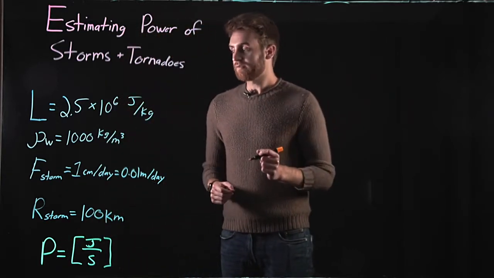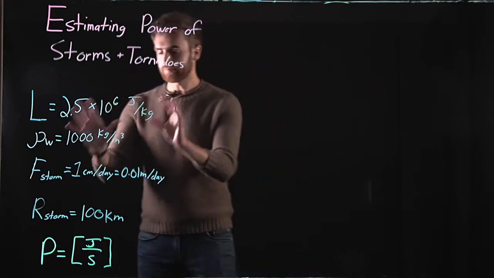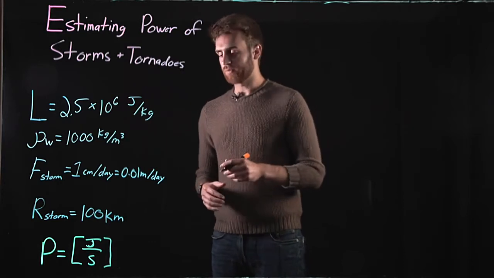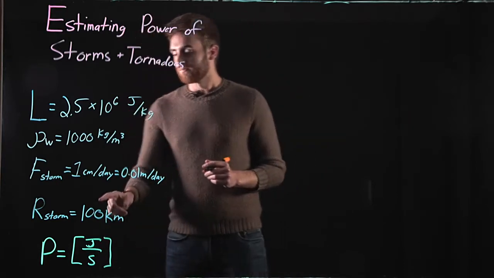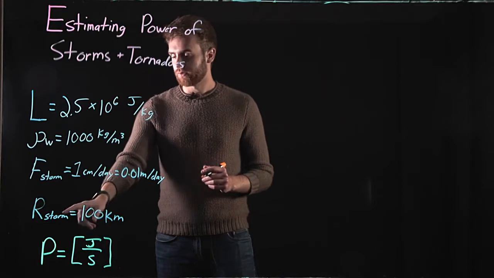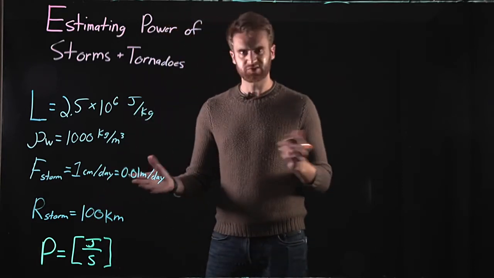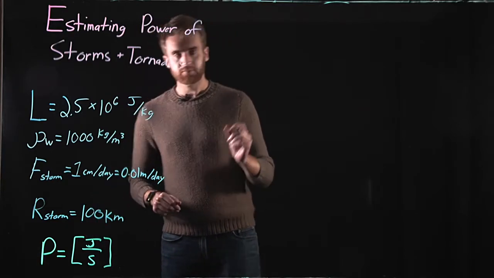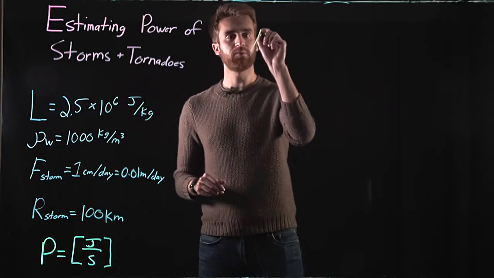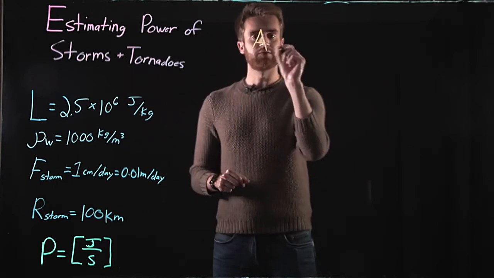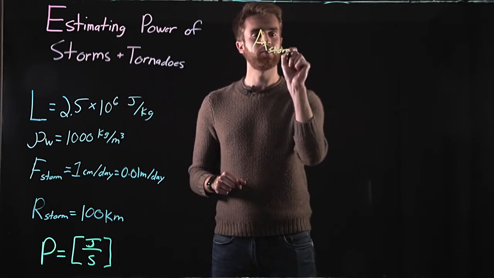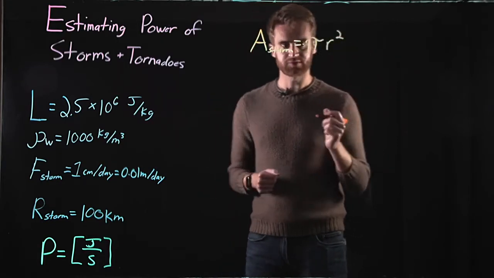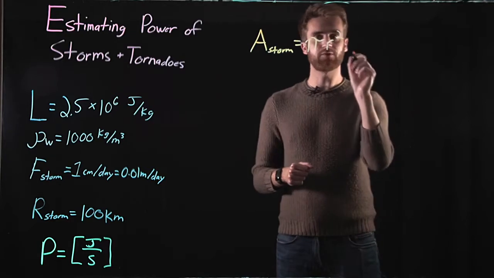So the way to do that is just to do some dimensional analysis with these variables and multiply or divide them in such a way that we get the units that we want. First, we're going to need an area term. So let's model the thunderstorm. It's just a circle, and we know the radius. It's 1,000 kilometers. So the area of the storm equals pi r squared, which is just the formula for the area of a circle.